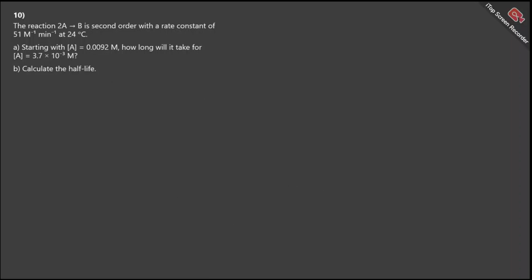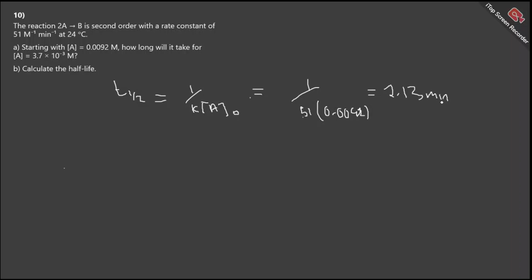Calculate the half-life. Some of you have forgotten already, but yeah, it will take time. Just make sure you're using the formulas. Okay, so for the half-life of second order, we said it depends on the initial concentration. So I'm just going to substitute and I'm done. We substitute the value of k, which is 51. The initial concentration is 0.0092. What are you getting? So you should get 2.13 minutes. There, we are done. This is exactly how questions are going to be. Very simple.